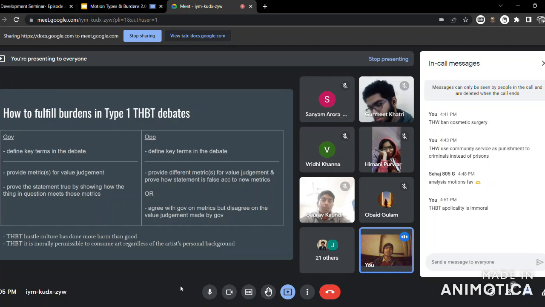Of course, if you do this, then Gov will also attack your metrics by telling how your way of judging whether something is moral or immoral is not good, and how their metrics are better. So you have to be proactive in that as well, telling the judge why the way you judge morality in this debate is better than how the other team is judging morality. You need to win that clash, otherwise the further clash as to whether the statement is true or false is not something that you'll be able to win, right? So that's the thing.